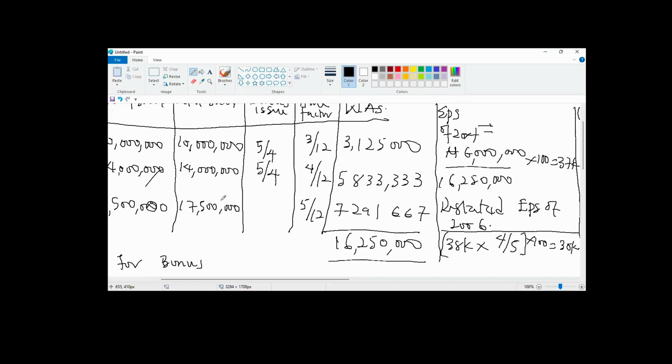So is it the bonus that made the EPS go down? Yes, the bonus reduced it from 38 to 37. Before the bonus issue, they had 10 million shares. They made a fresh issue at the full market price, for those who paid for it. They then made a bonus issue of 3.5, so instead of dividing by 14 million, we now divide by 16.250.